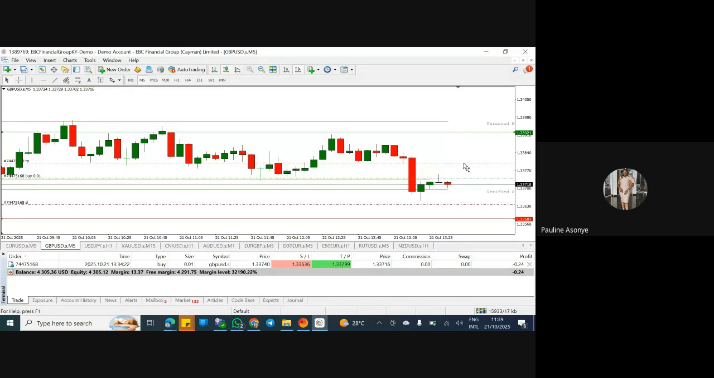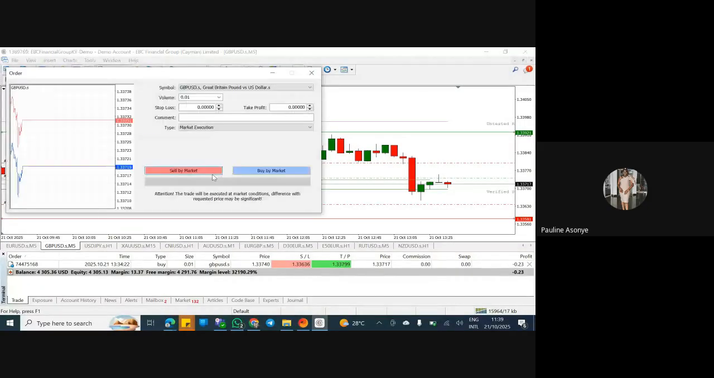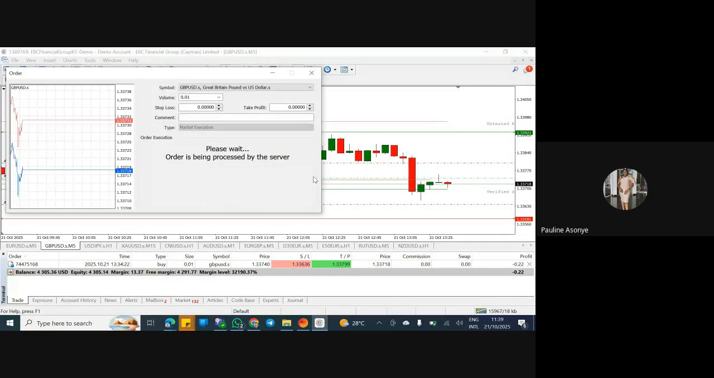Lot size or volume, right? So this is just a typical way for you to modify your trades manually. If I do not want to do that, let me place a new market execution again. Let us do a sell.